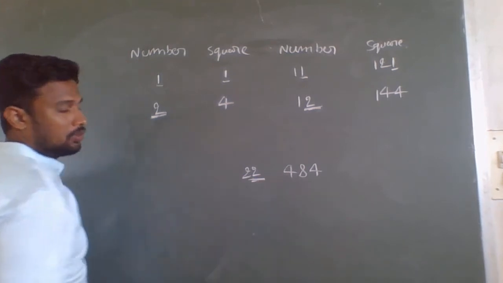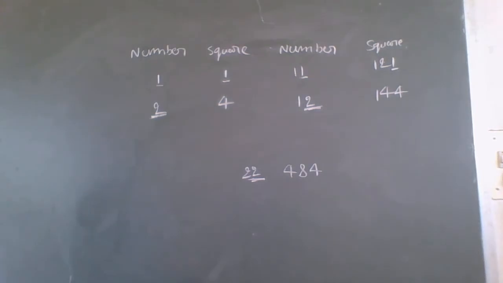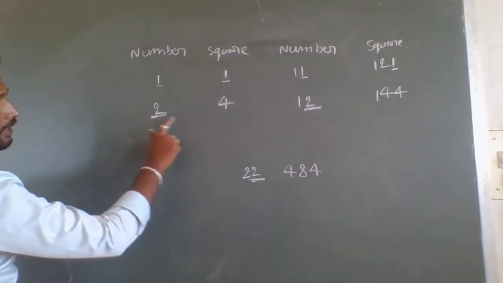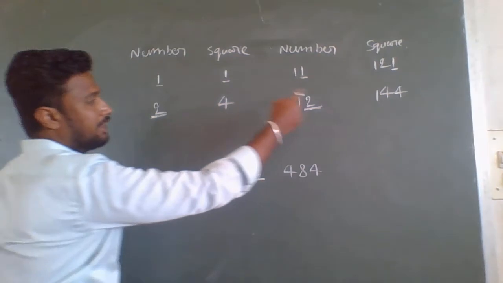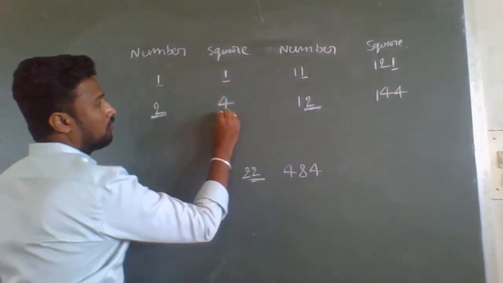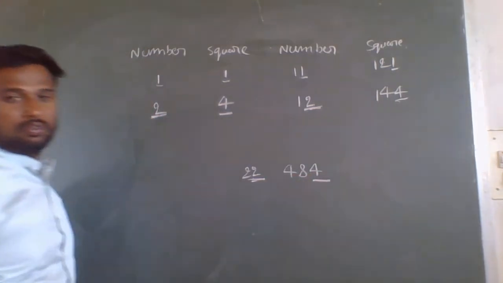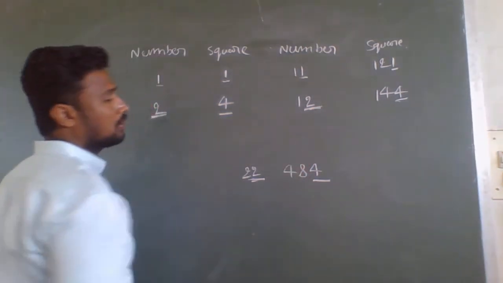Here in 22 at the unit place again it is 2. So now by observing this you can say that when at the unit place 2 is there, always the square number ends with 4. See here, 4, 484, 444 means ends with 4. So always the square number ends with 4 when at the unit place 2 is there.